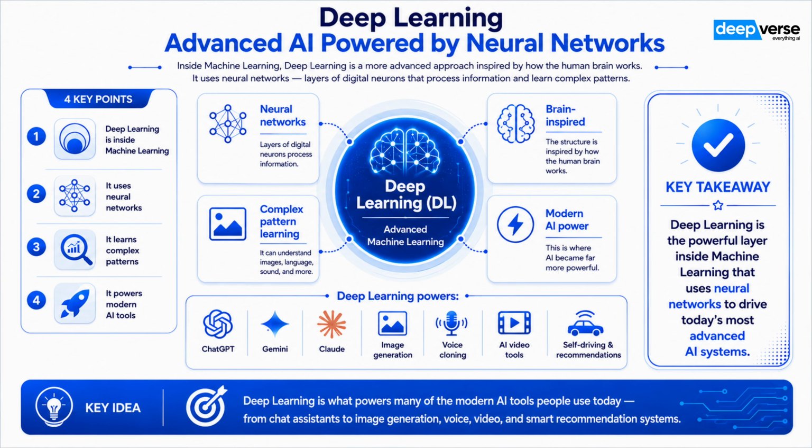Deep learning is a more advanced form of machine learning, which is inspired by how the human brain works. It uses something called neural networks, layers of digital neurons that process information. And this is where modern AI became incredibly powerful. Deep learning is what powers ChatGPT, Gemini, Claude, image generation tools, voice cloning, AI video tools, self-driving systems in cars, and advanced recommendation engines like Amazon's.